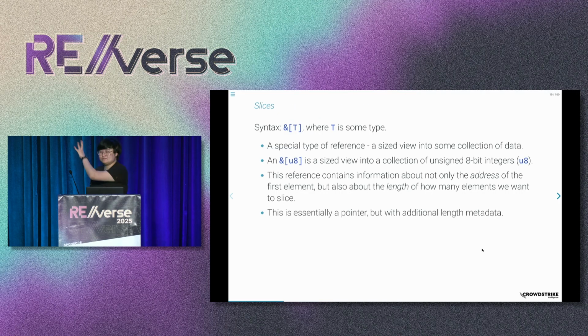All right, so let's get into some more interesting types that are maybe a little bit different than what you would see in C or C++. Rust has a type called a slice. This is a special type of reference. It's a sized view into some collection of data. For instance, if we have some array of bytes, we can take a sized view into that array of unsigned 8-bit integers. This is a special type of reference because it contains information about not only the start of that view, the address of the first element, but also the length of how many elements we want to slice.